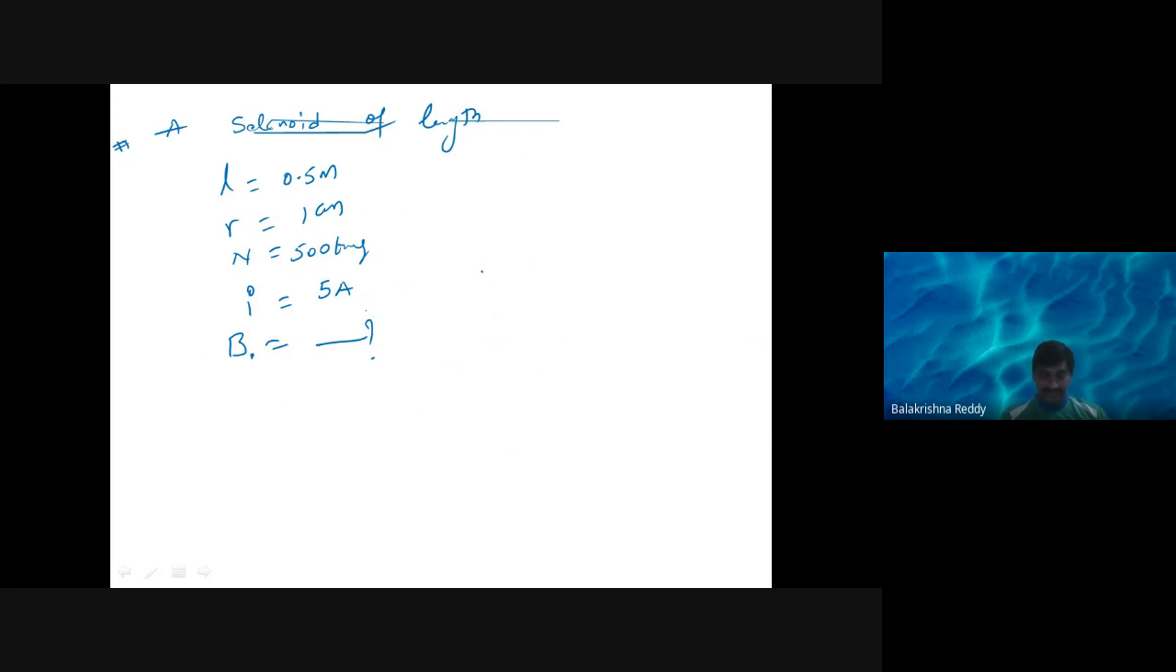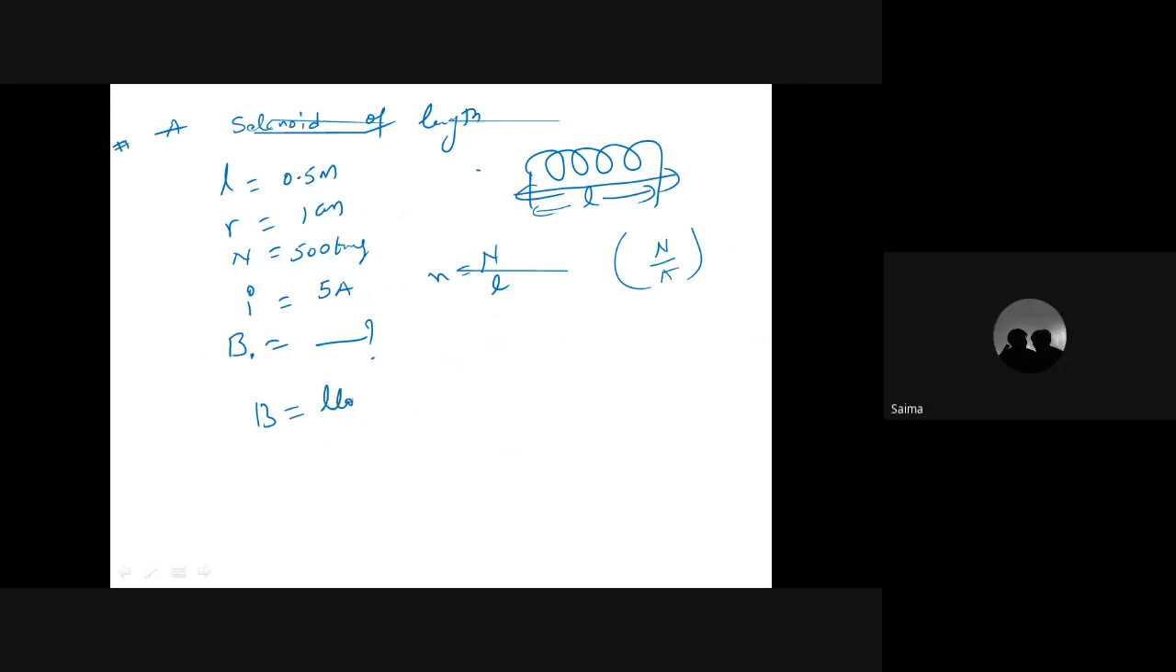Till now we have discussed the toroid. Now here it is a solenoid. Solenoid means we are having a coil like this, and whatever the number of turns there are, we measure depending on the unit length. The more the length, the more the number of turns we can expect. So in the previous case, the toroid, we took N by 2 pi r. Now here n equals N by l. What is the formula? B equal to mu naught n I.